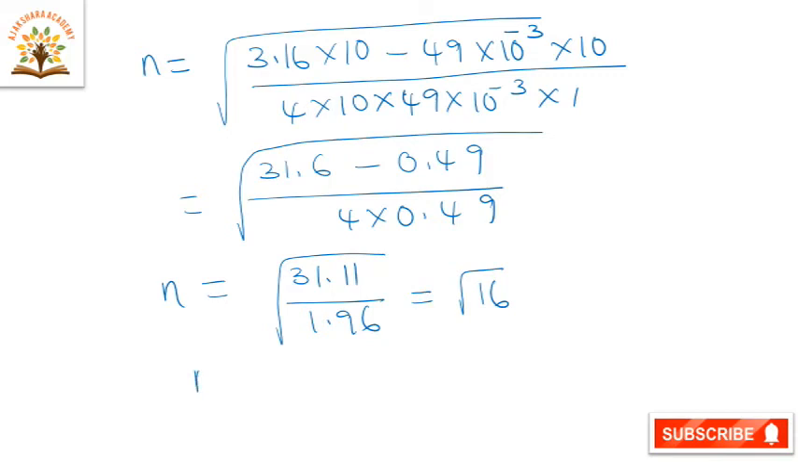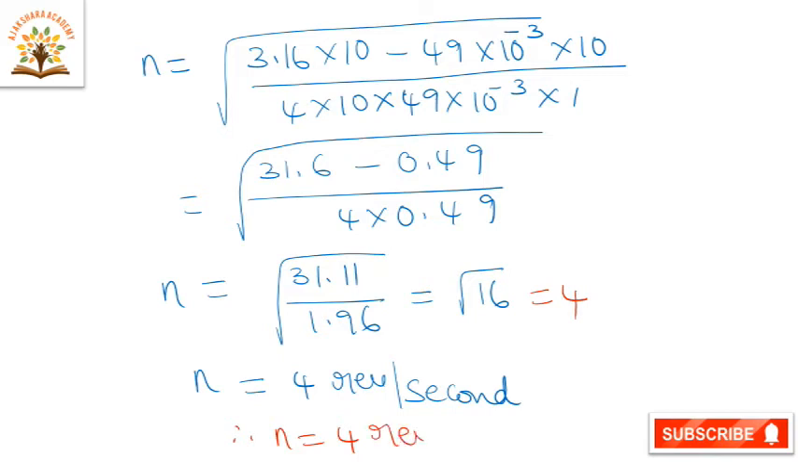So maximum number of revolutions per second n is equal to 4. So that is 4 revolutions per second. This is the maximum number, therefore n is equal to 4 revolutions per second. Okay. Now next we will go to the next question.